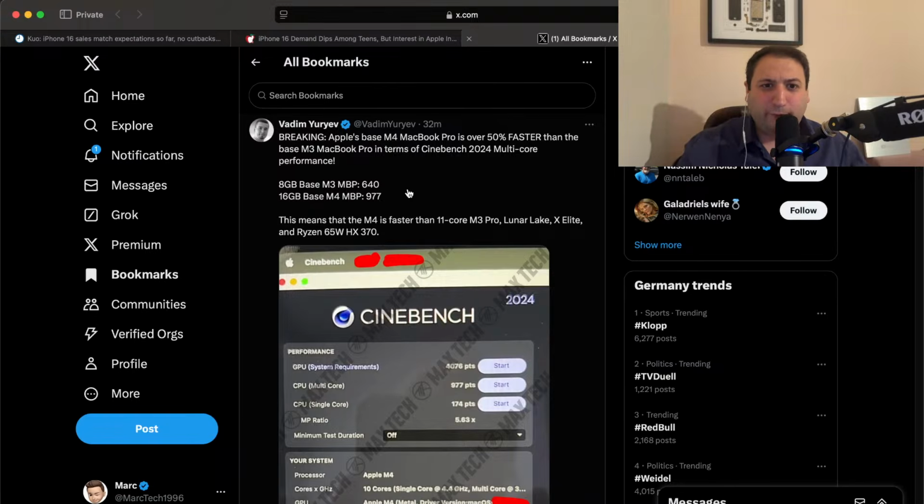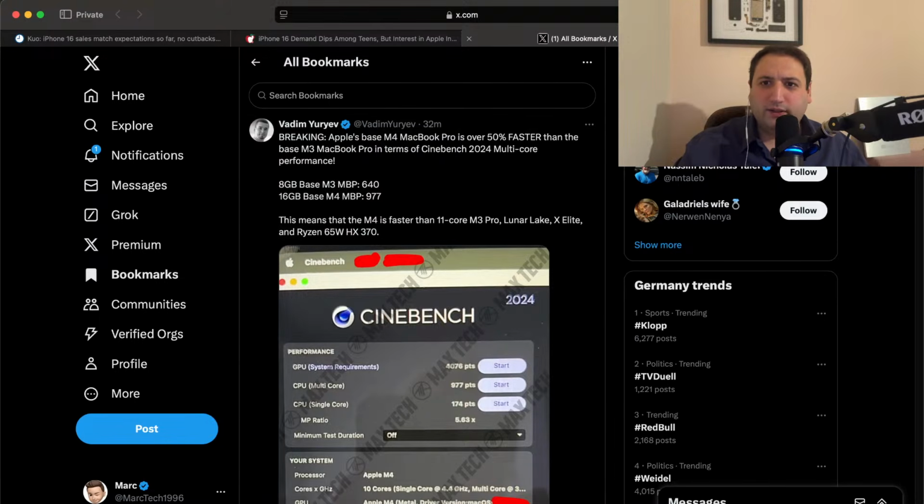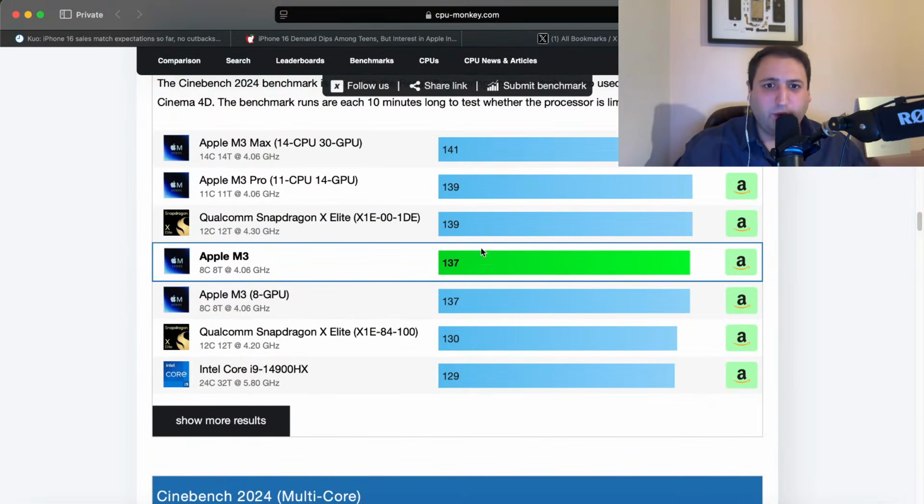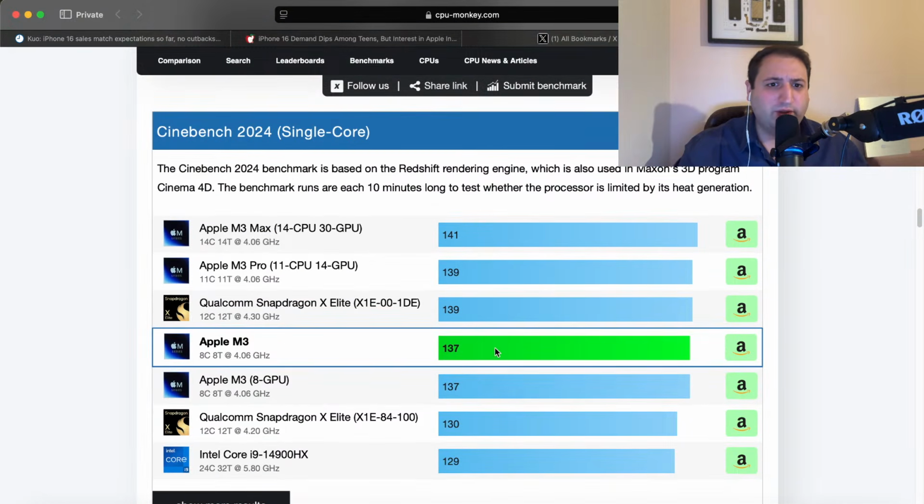So that's a 50% uplift, and that's absolutely insane. That's multi-core results, and in single core we are getting 174. Of course, when you actually look at the base M3, it had already pretty much the highest Cinebench 2024 single core results. These results, this is the 1DE version, the absolute highest end version. I haven't actually found laptops with it, so this is a completely overclocked X Elite.